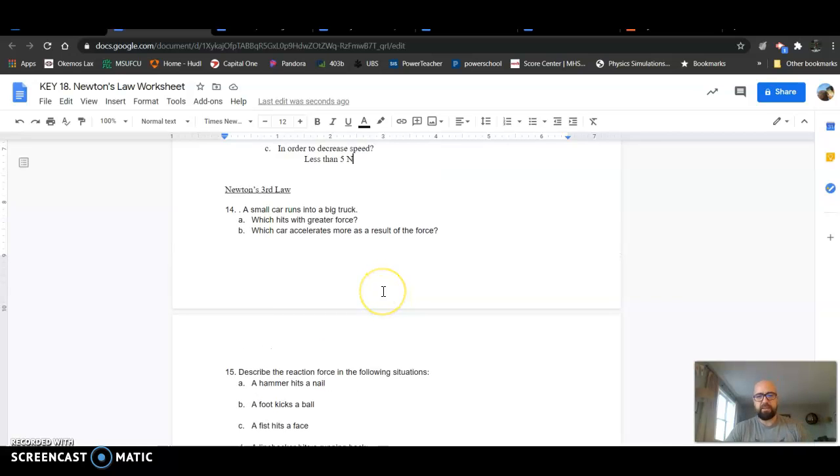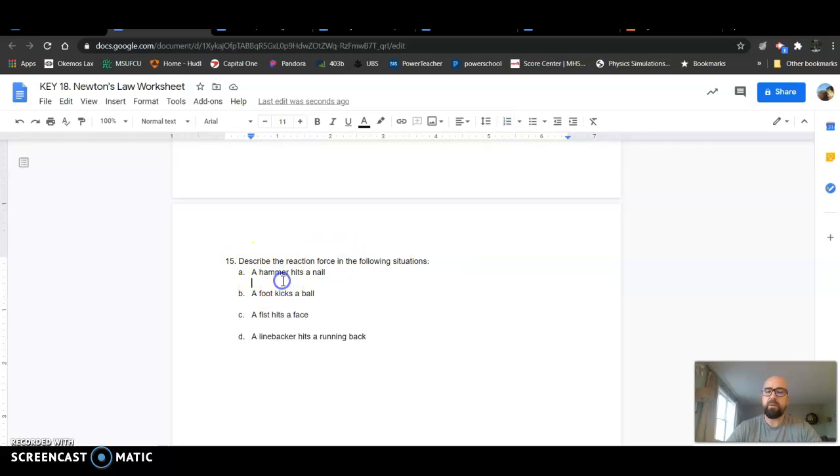The last one really kind of depended on if you paid attention in class. A small car runs into a big truck, which hits with greater force? Newton's third law says these hit with an equal and opposite force. And then which one accelerates more? Here again is where we tie in Newton's second law with Newton's third law. The small car will accelerate more because it has less mass. Same force, the one with less mass gets accelerated more.